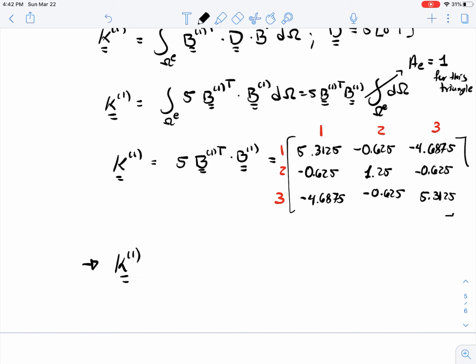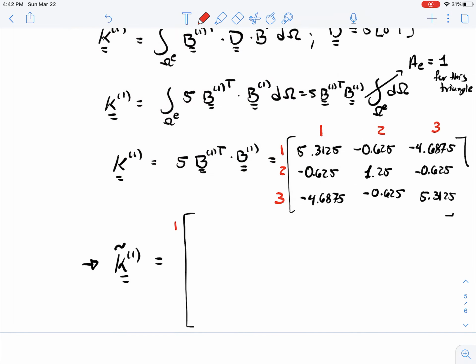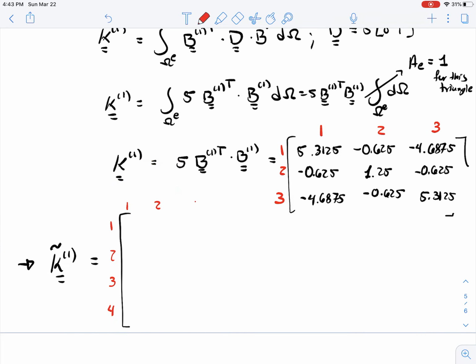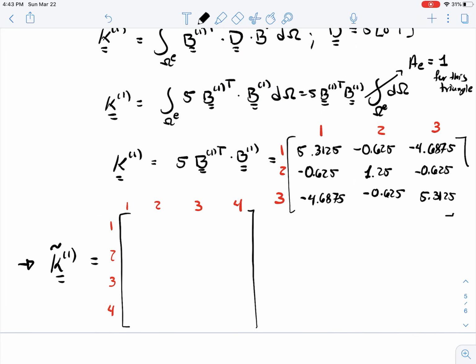So I can have my K1 tilde, which is the contribution of the first element to the global stiffness matrix. The global stiffness matrix has size total number of nodes, so this one will be a 4x4 matrix. This is the assembly step.